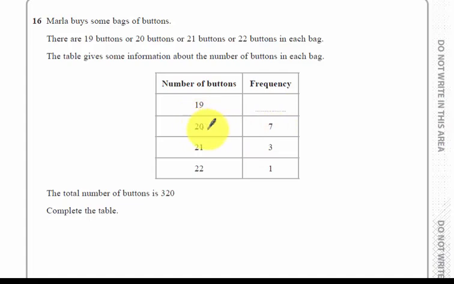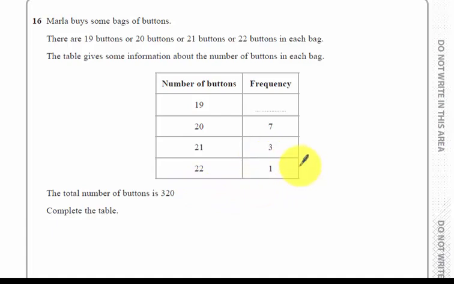So at this line here, I've got 7 bags that have 20 buttons in. I've got 3 bags that have got 21 buttons in, and 1 bag that has got 22 buttons in. The total number of buttons is 320. Complete the table. Now there are 3 marks for this question, so even though we're going to use the calculator, we're going to show plenty of workings and write down everything we do on our calculator so that we give the examiner a chance to give us some marks.